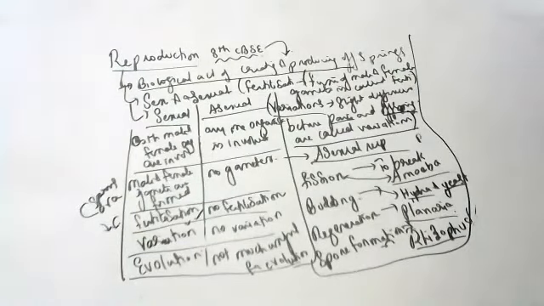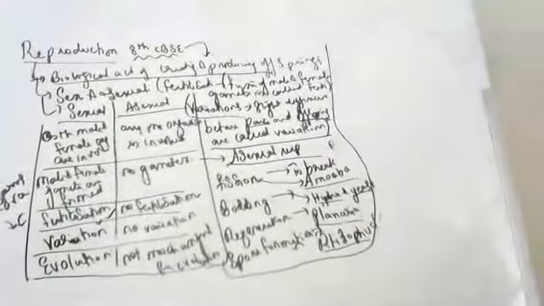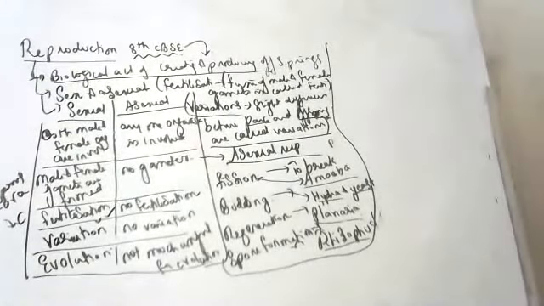In sexual reproduction, fertilization occurs. In asexual reproduction, there is no fertilization. In sexual reproduction, there is variation between the offspring and the parent, so evolution occurs and it is required. In asexual reproduction, there is no variation, and evolution is not much required.